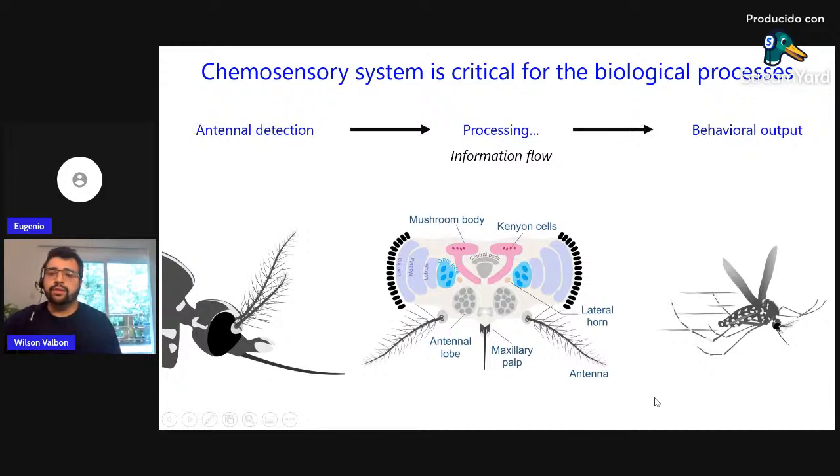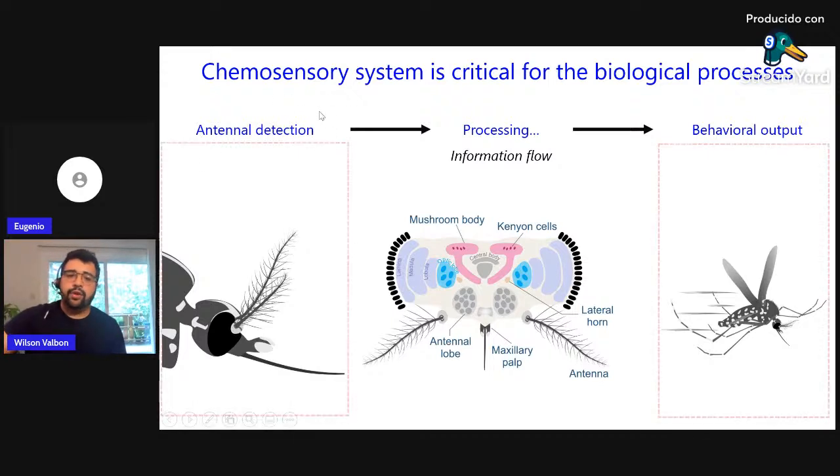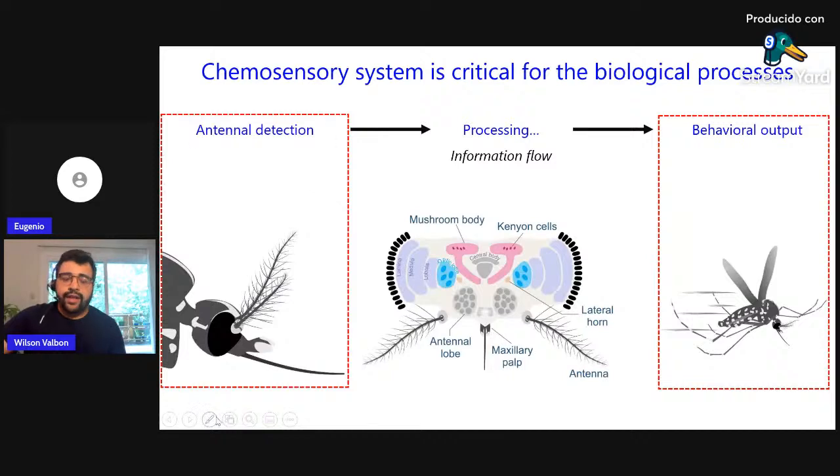So the mosquito, the insect, is going to make a decision. Okay, I'll go there because it's a host. I want to bite, I want blood for my children. Or you run away because maybe there is a repellent there. This brain level is not the topic of my presentation today, because that is a nervous system topic. I'm talking today about the chemosensory system. I'm going to focus on antennal detection, this peripheral system here, and also a little bit on the behavioral output. I will combine these two during my presentation.